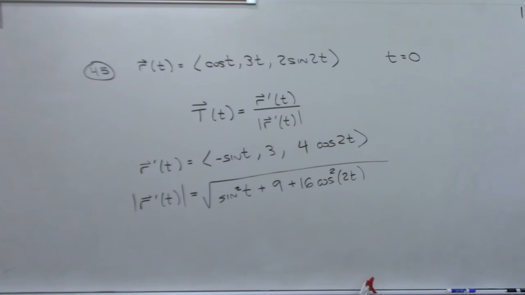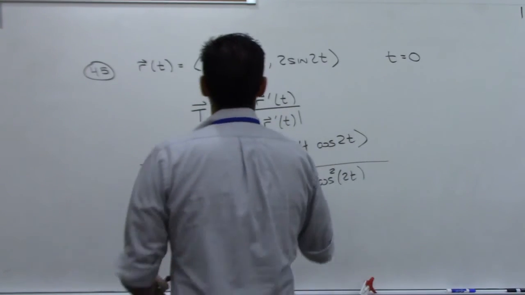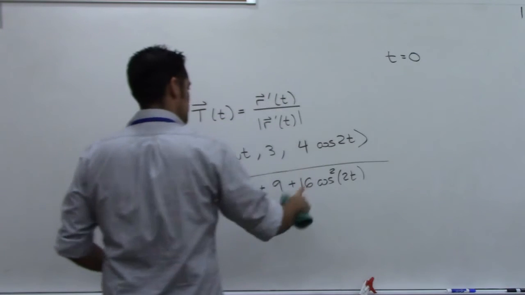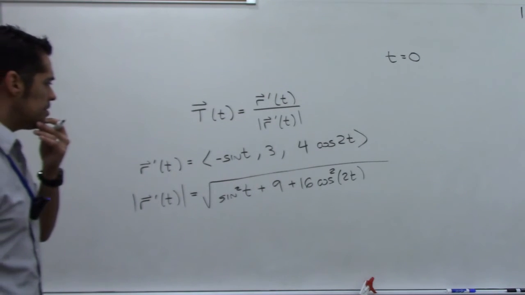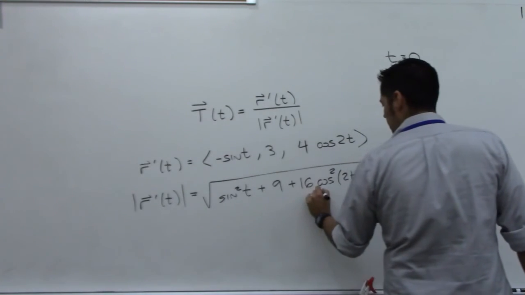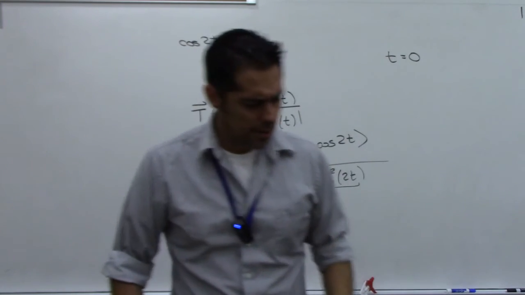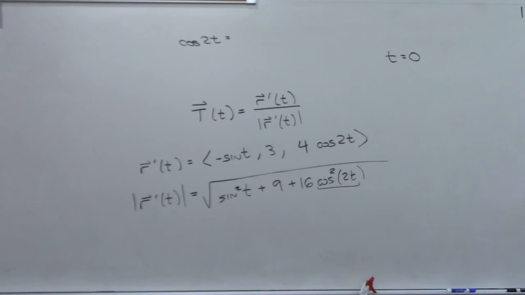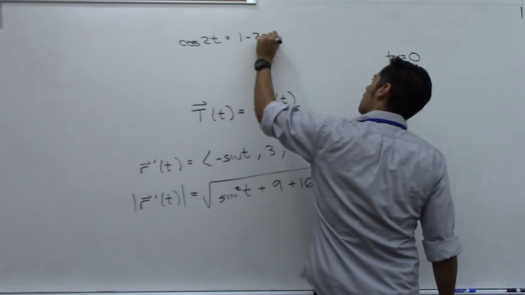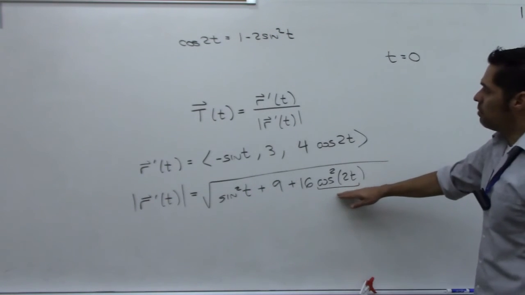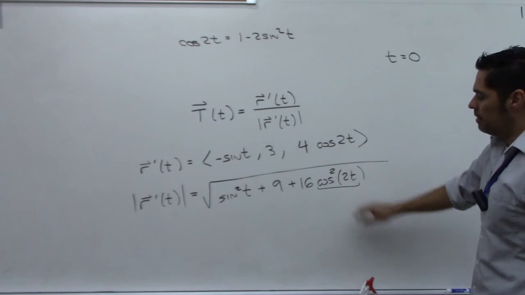All right, so is there any way we can clean this up a little bit? Well, I think we can. Let's take a look at the inside here. We can use some identities from pre-cal. Remember, what is cosine of 2t? If you refer to your formula sheets, this would be on reference page 2, the double angle formulas. I'm going to use the one where I change cosine 2t into 1 minus 2 sine squared t. I can change that if I'd like into that.